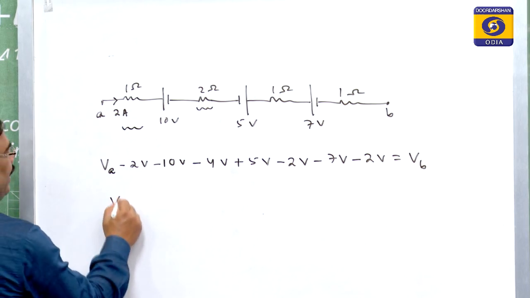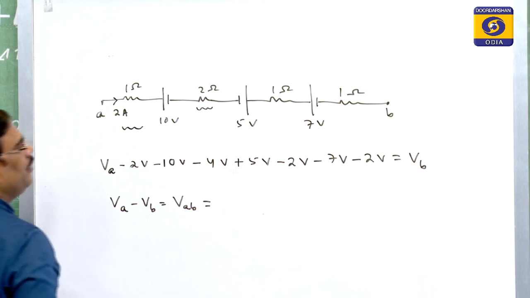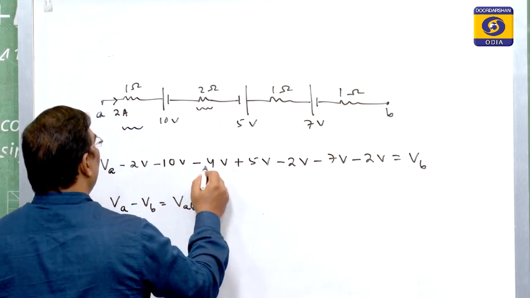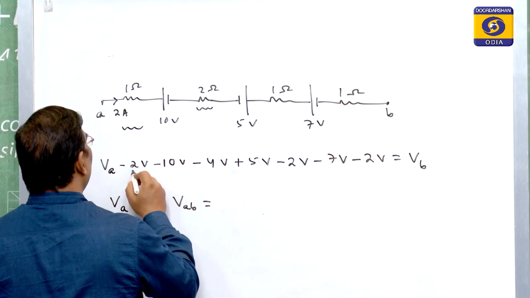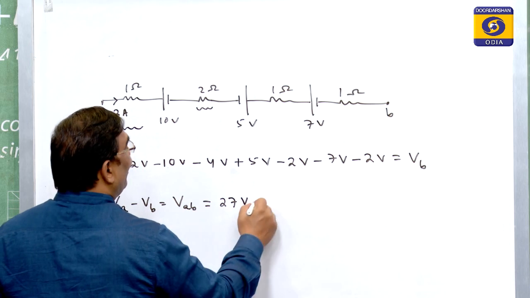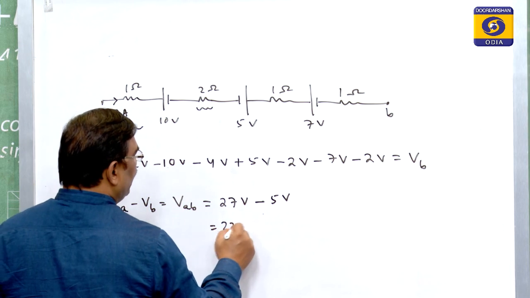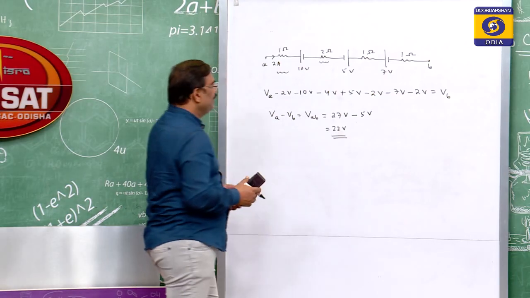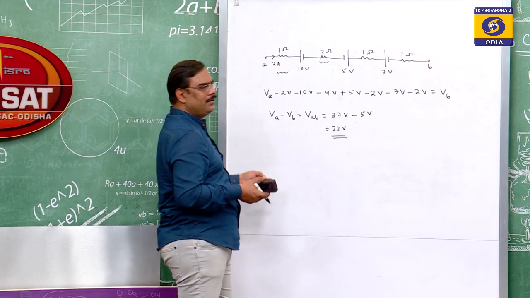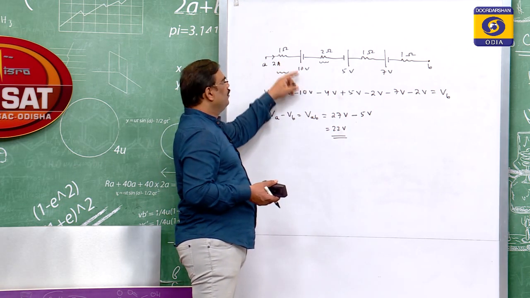So, VA minus VB, or we can say VAB, will be equal to, all the negatives will be positive, 7 plus 2 is 9, 9 to 11, 11, 4, 15, 25, 2 is 27 volt, minus 5 volt. This is 22 volt. So, the potential difference between A and B is 22 volt, and similarly we can also calculate if there are some capacitors in between, that will not be a problem.